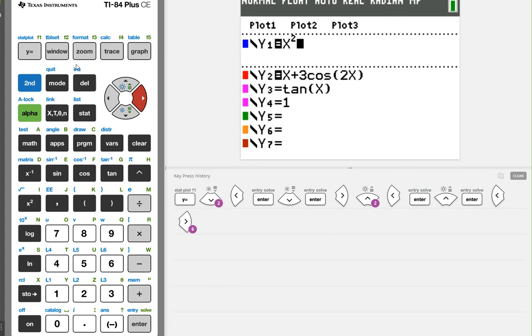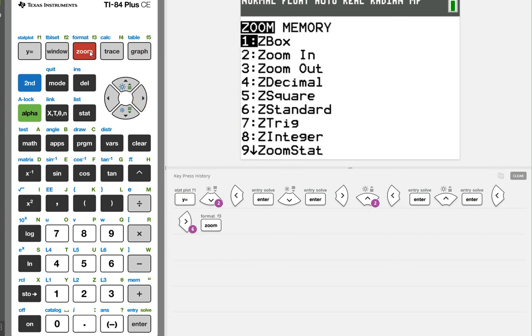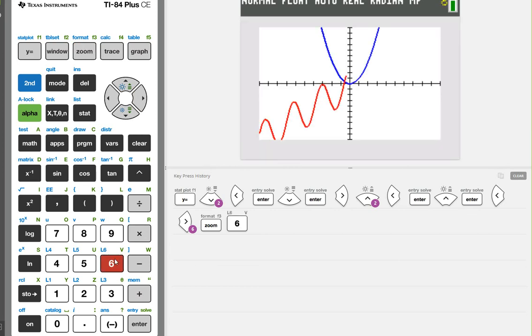If you're unsure of where to start your window, we're going to go with the standard window, which is -10 to 10 on the x-axis and -10 to 10 on the y-axis. The easy way to get there is to hit the zoom key and then zoom 6. That's zoom standard. That gives you a standard window. Generally speaking, from there, you can figure out where you want to go to kind of zoom in on things after that. So you should have a graph that looks something like this. Has everyone got that? Okay.